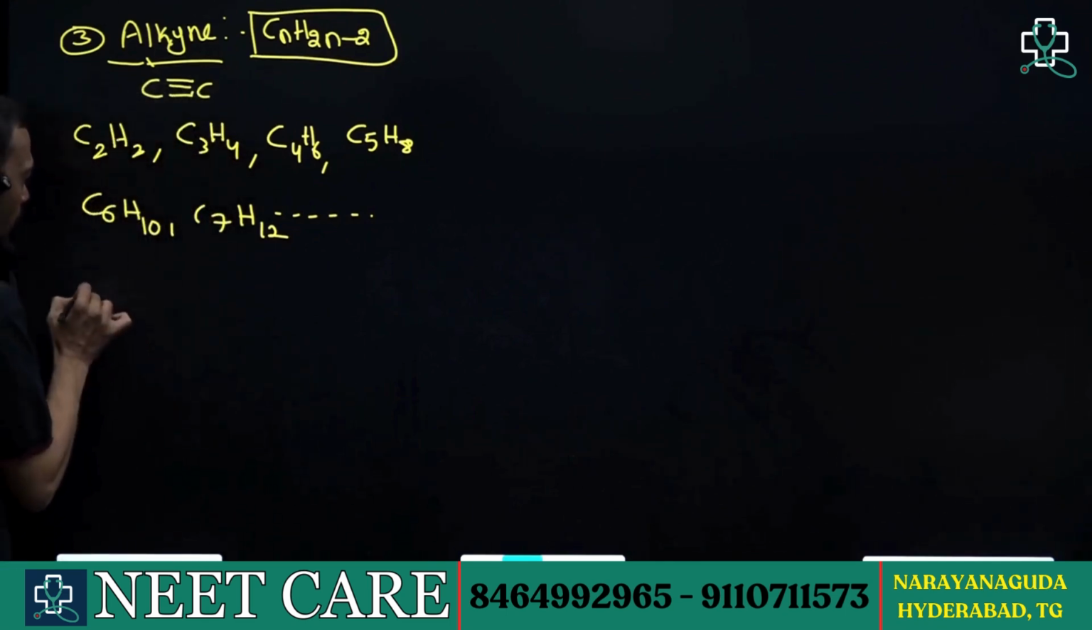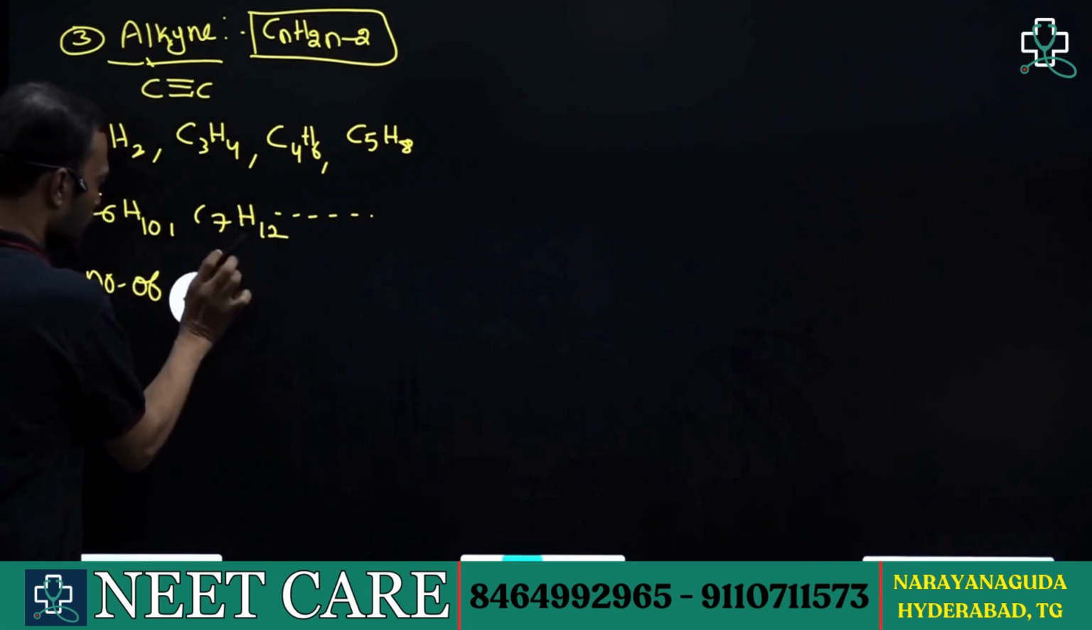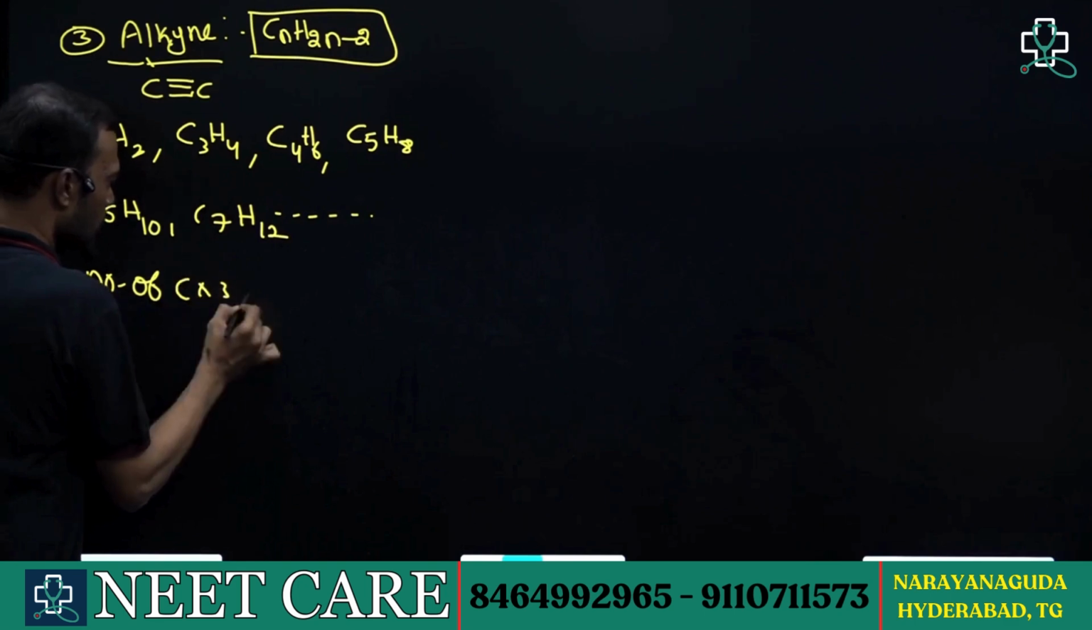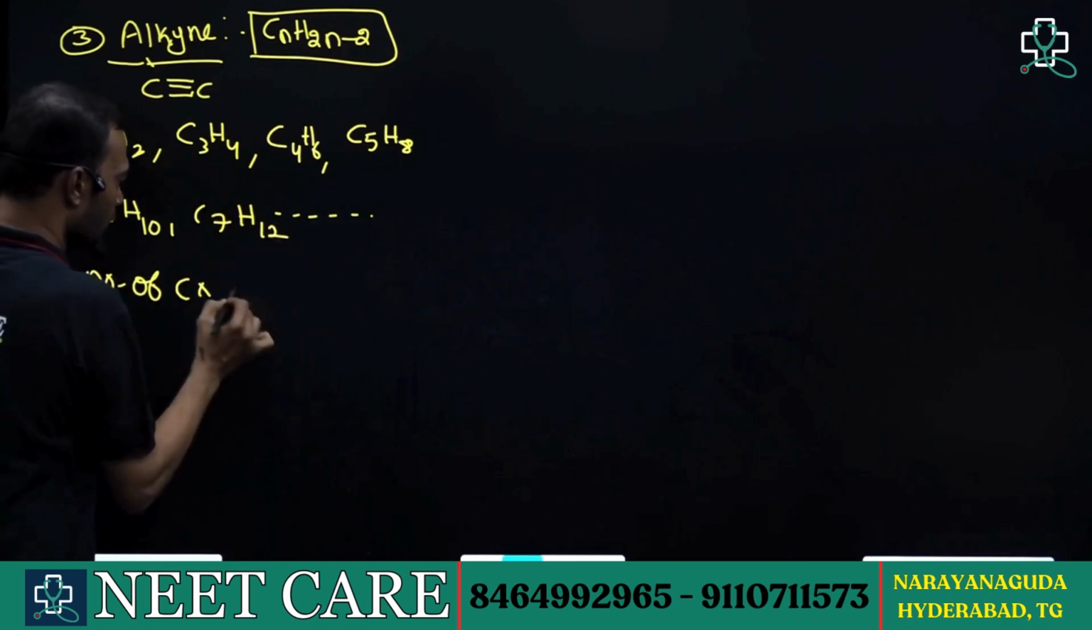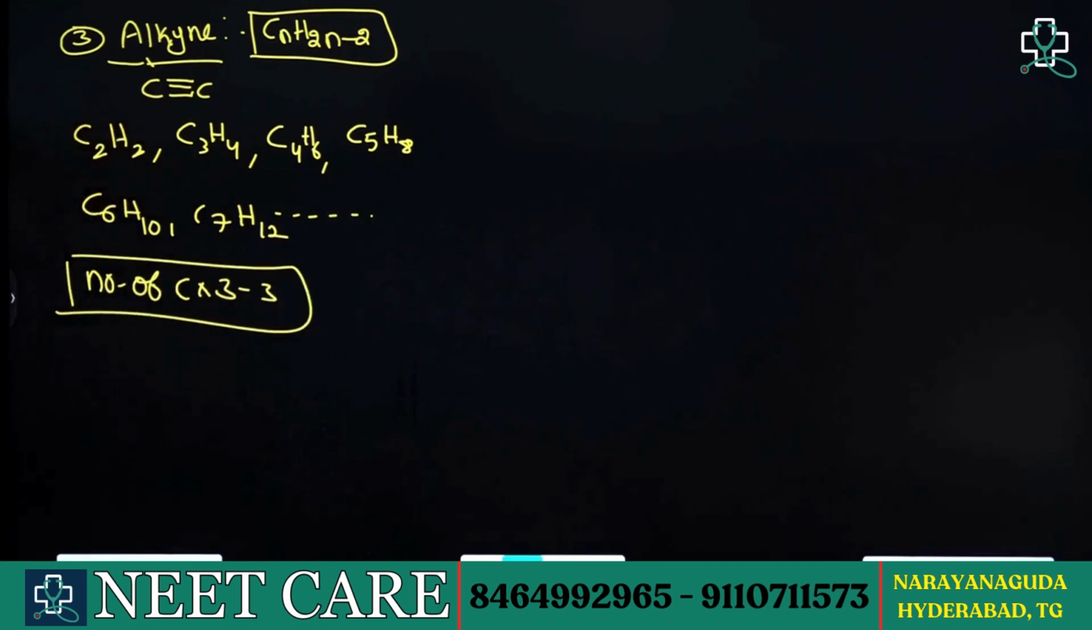Now a formula is there to calculate the number of sigma bonds here. Number of sigma bonds is equal to number of carbons multiplied with 3 minus 3. It is a formula to calculate the number of sigma bonds.